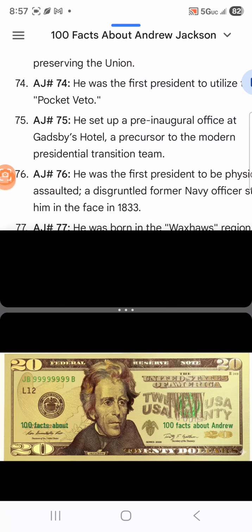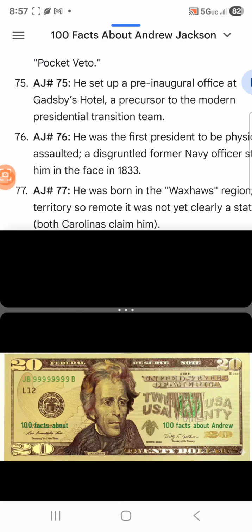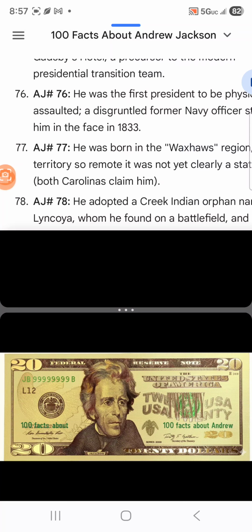He was the first president to be physically assaulted. A disgruntled former Navy officer struck him in the face in 1833. 77. AJ number 77. He was born in the wax. I thought they would bring up the assassination, but no, there was somebody else who hit him and punched him. I'm not shocked. Texas region, a territory so remote it was not yet clearly a state.